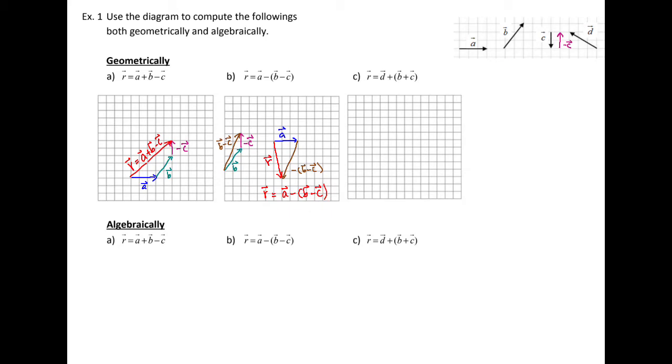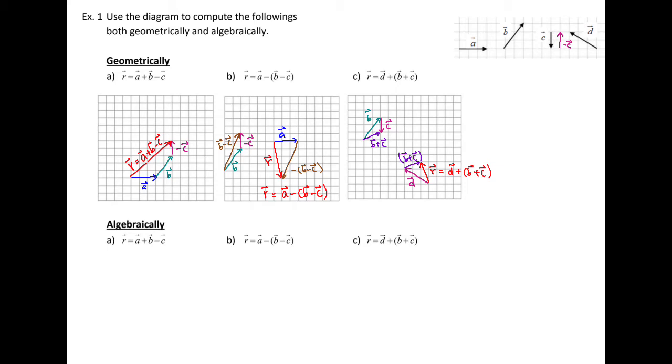Part C, we want to find the resultant R, which is vector D plus bracket vector B plus vector C. So once again, since there's a bracket, we have to figure out what the bracket is. So first thing we do is draw vector B, and we draw vector C by connecting the tip to tail. And from the very beginning tail to the very ending head, that's our vector B plus C. Next, we're going to draw vector D, and then the purple one, which is B plus C, and from the very beginning tail to the very ending head, that's our resultant, R.